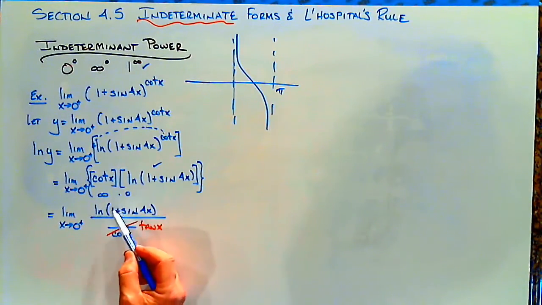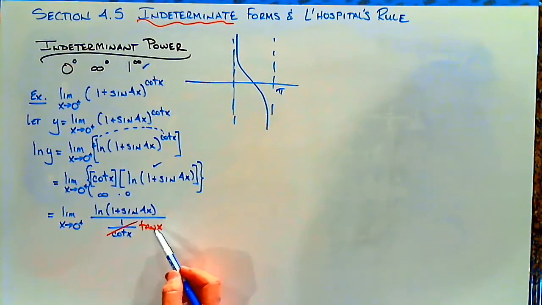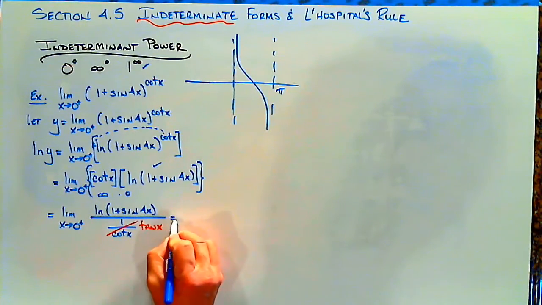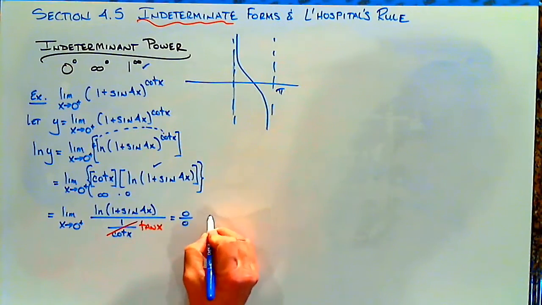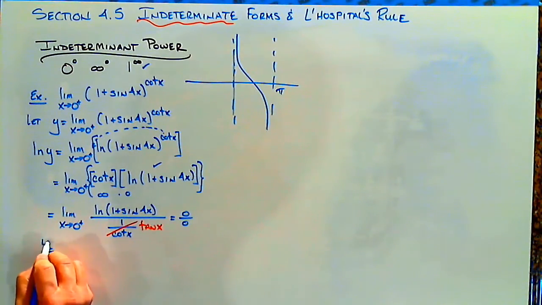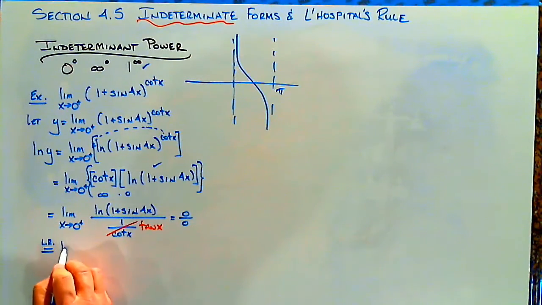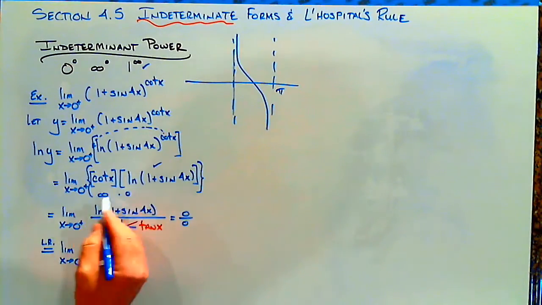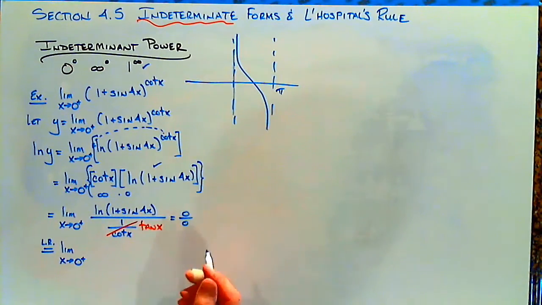So what does this look like now when we plug in 0? When we plug in 0 now, we get the natural log of 1 on the top. When we plug in 0 on the bottom, we get tangent of 0. This turns out to be 0 divided by 0. Now, that's L'Hopital's rule. So from here, we can invoke L'Hopital's rule. So we get the limit as x approaches 0 from the right.